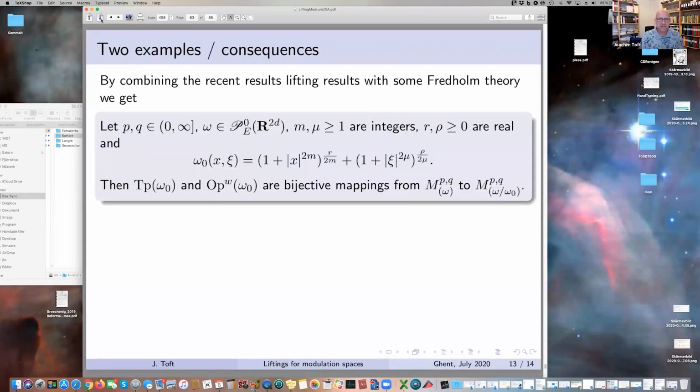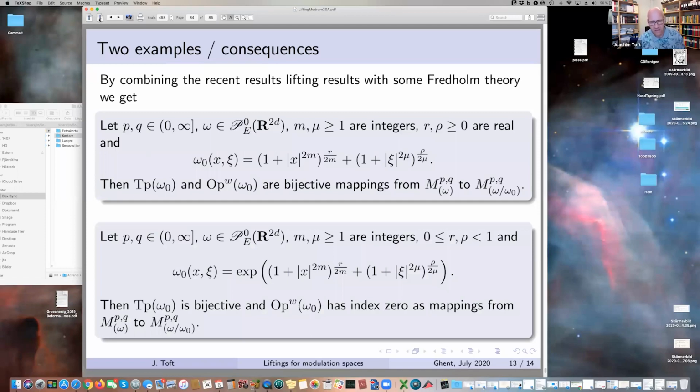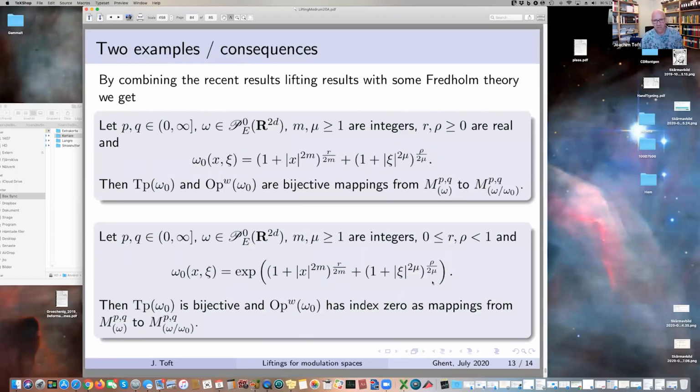By combining this Lifton result with Fredholm theory, it's easy to see that this pseudo-differential operator is bijective from this space into that space. But now we can also get that the corresponding Toeplitz operator is bijective. Since we are now allowing symbols to grow sub-exponentially, we could also consider this kind of symbol here. And it follows at once from our result that this is bijective from this space into that space.